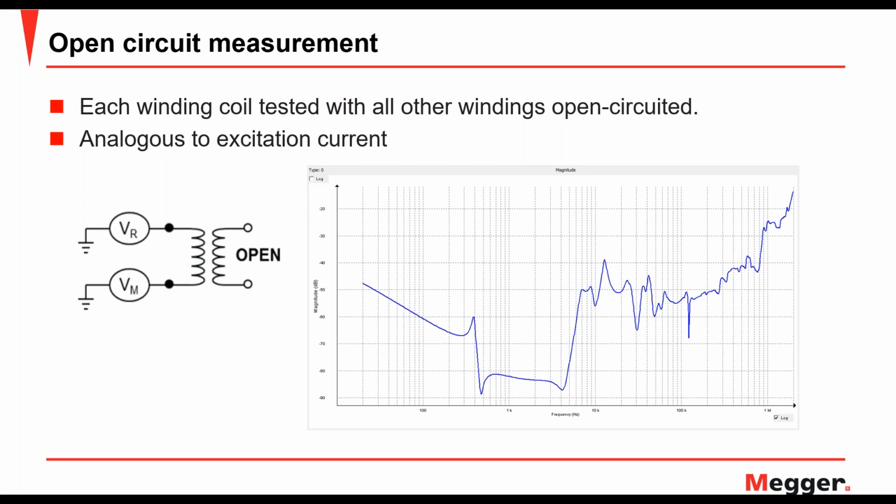And these are the effects that also show up in open circuit measurements. So if there's a problem with the core of the transformer that you're testing, then you will see deviations in your open circuit measurements, especially in the lower frequency range, because the lower frequency range is the area where the core has an influence.